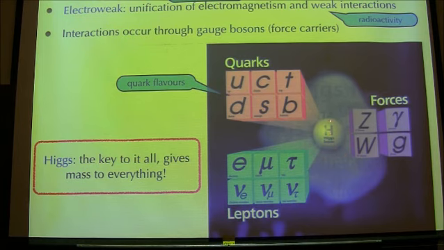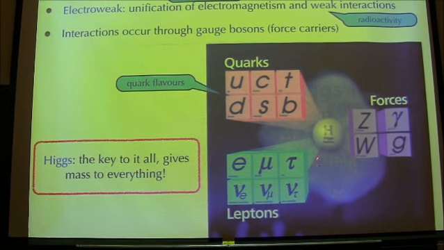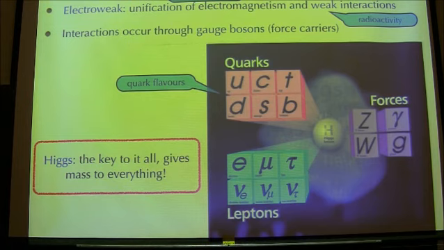is the Higgs. And the Higgs is the key to it all. It holds this whole thing together. It's the piece that makes this sort of complete. It's the key, it gives the mass to everything. It looks after the symmetries. It's everything.